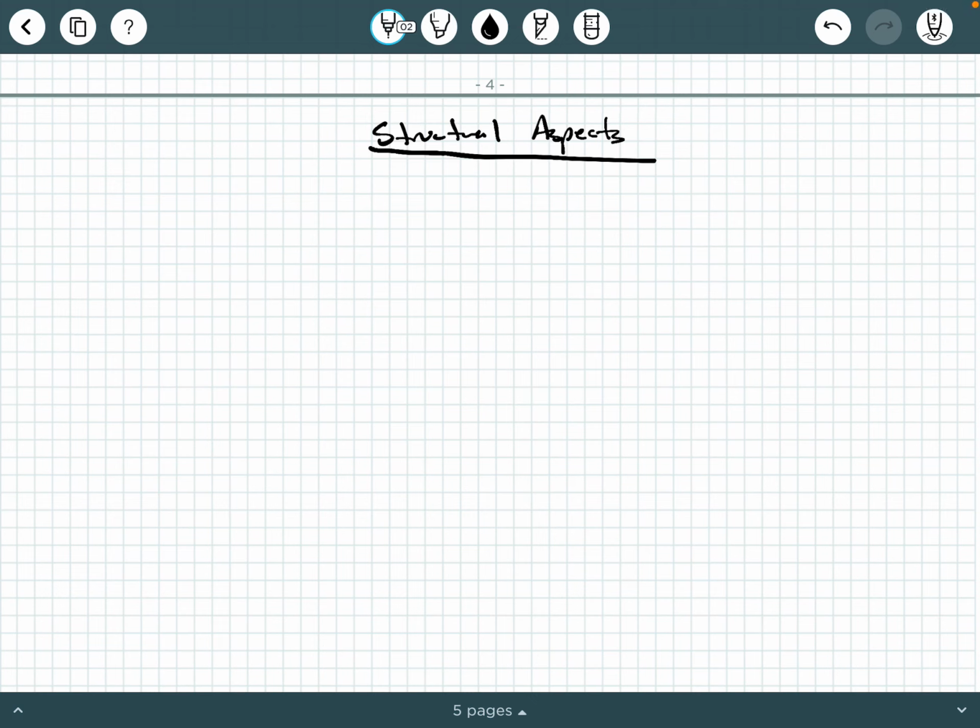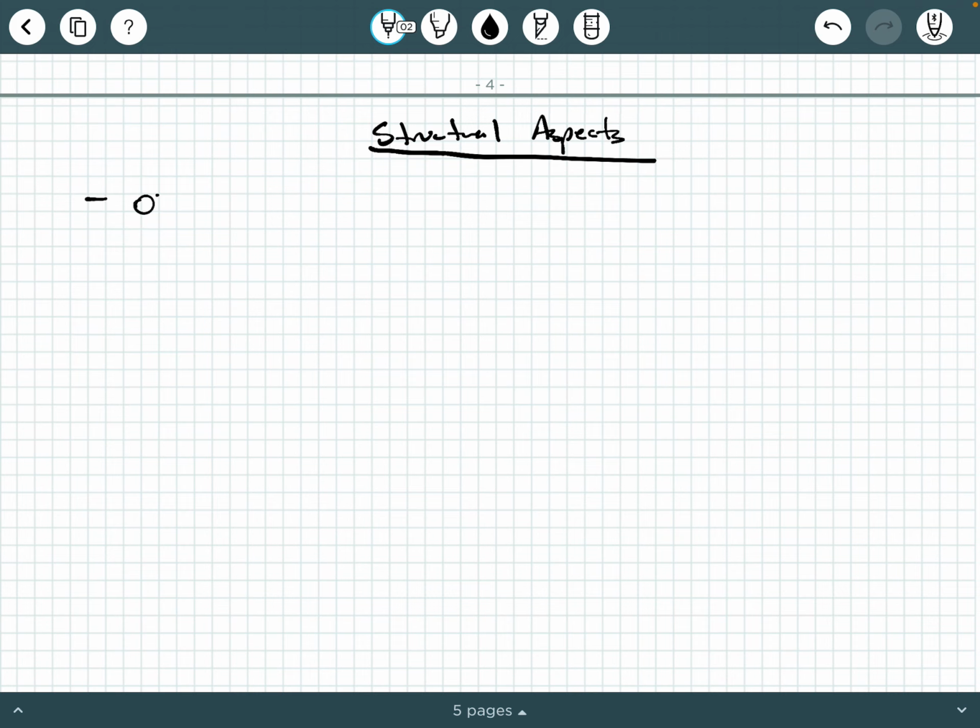In this video, we are going to be discussing the structural aspects of the ELF method. So remember, there's two general sets of aspects. One is the site information, the other is the structural information. So here we're going to talk about the structural information. So what do we do in regards to the structure itself?